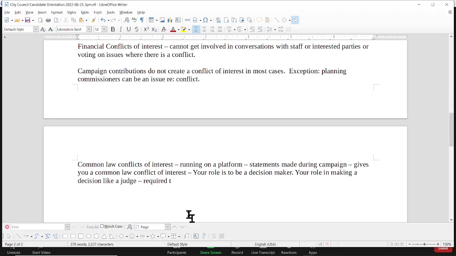So if you've taken a specific position or made statements on a matter that eventually comes before you, you may have to recuse yourself for a conflict of interest in order to ensure that the due process rights of the applicant are protected. So just be aware of that as you're doing your campaigning.